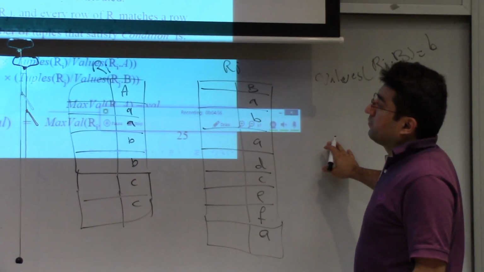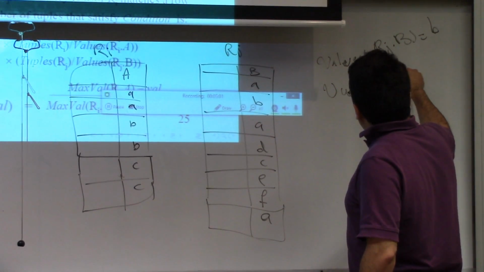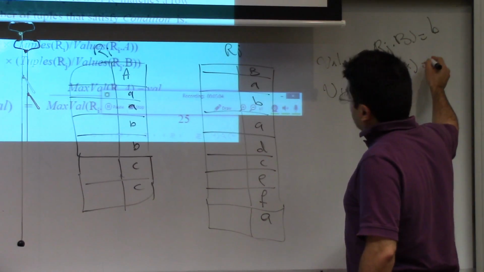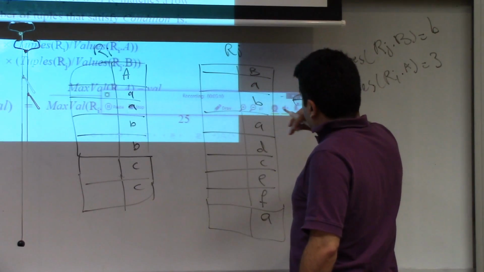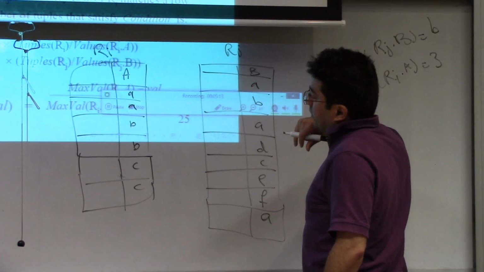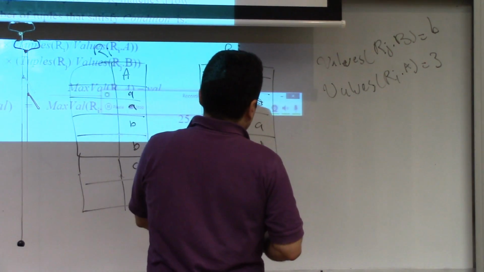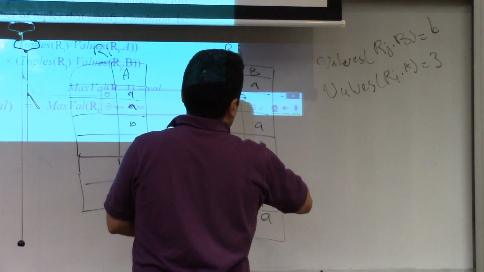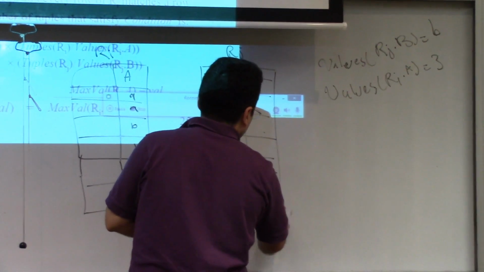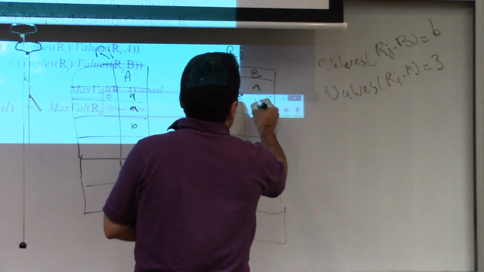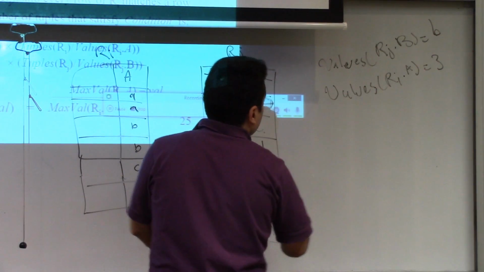Right? You follow me? Okay. So what is the values of Ri.A? 3, right? So what is the number of the tuples of Rj? Let me make this distribution normal, like 6, let's say 8.